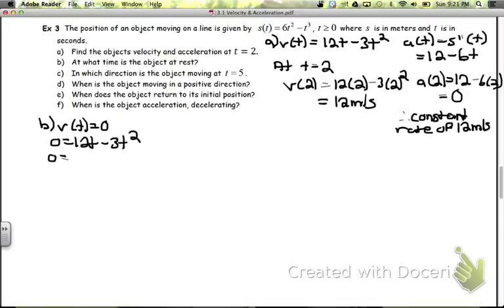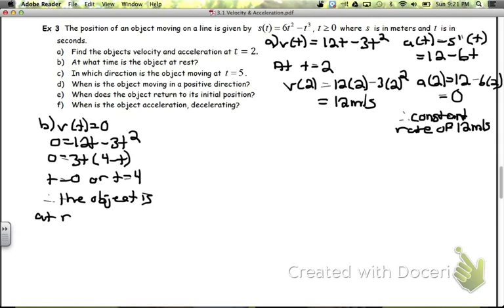We can go ahead and solve, so factor out a 3t, and we're left with 4 minus t. So t is equal to 0, or t is equal to 4. So therefore, the object is at rest at t equals 0 seconds and t equals 4 seconds.